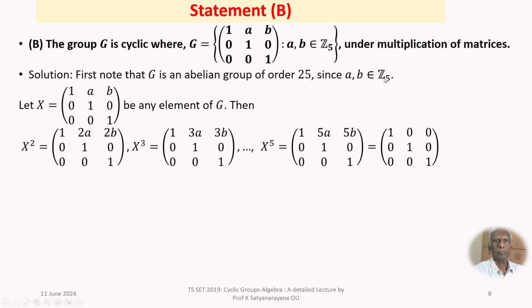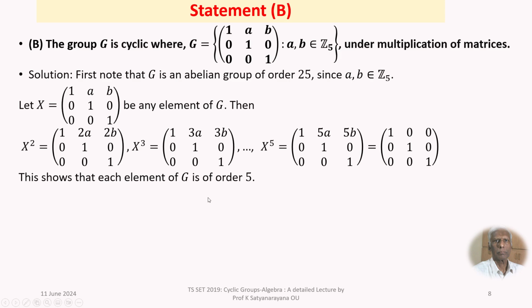But in Z5, 5 is 0, because Z5 is a field of characteristic 5, a prime number p. So that is [1, 0, 0; 0, 1, 0; 0, 0, 1], which is the identity. And 5 is the least positive integer such that x to the power 5 is the identity. Therefore, the order of x is 5. X is arbitrary.